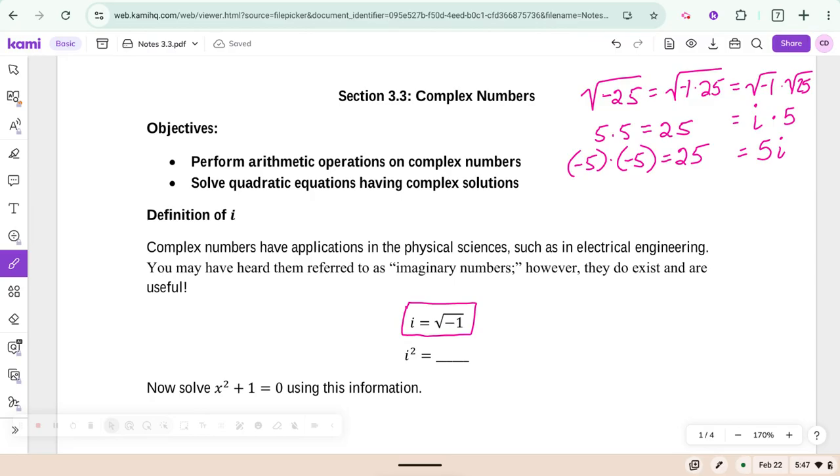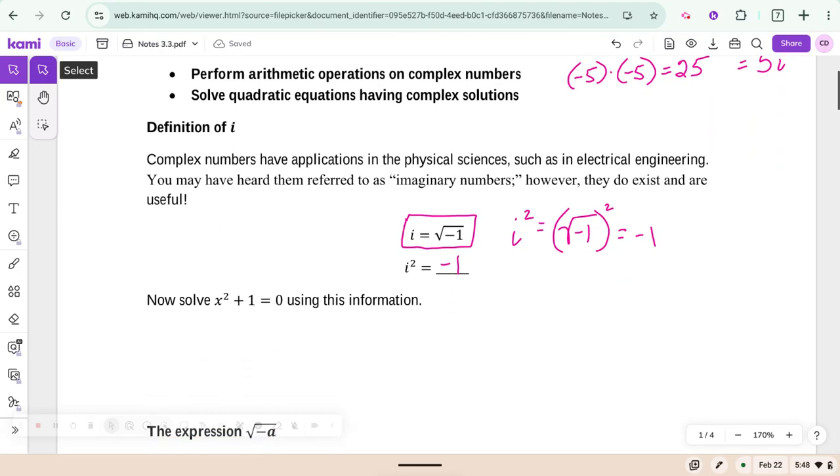Now, i can be very useful, but something that is just as useful is i squared. Let's say we have i squared. We know that i is the square root of negative 1. So if we square that, we know that a square undoes a square root, and we're just left with negative 1. So i squared is just negative 1. And that fact can be just as useful.